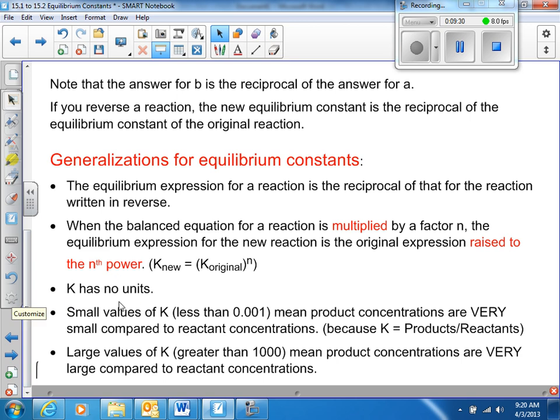K has no units. We don't worry about units of K, and we mentioned this earlier. If K is very small, the reactants are favored. If K is very large, the products are favored.